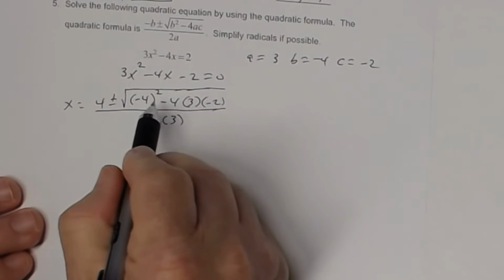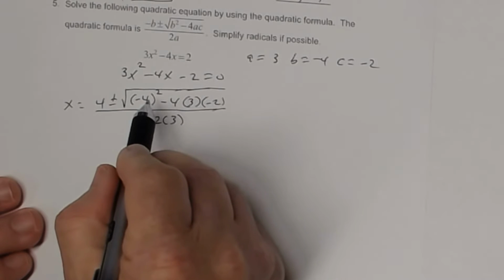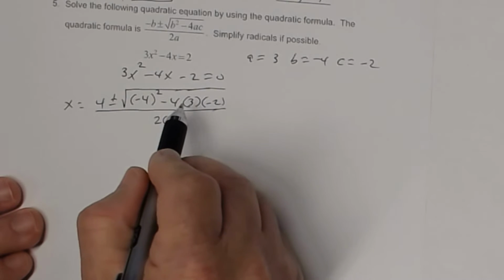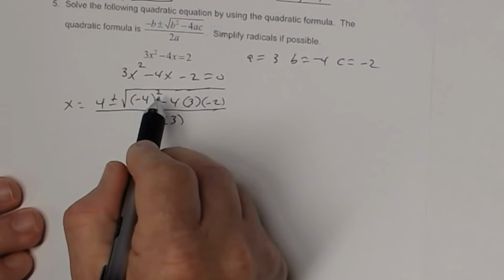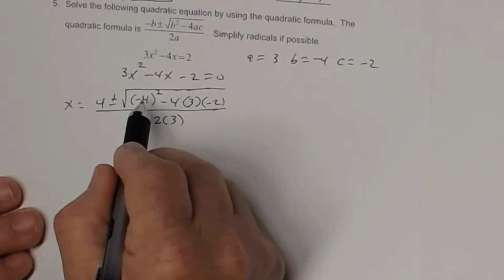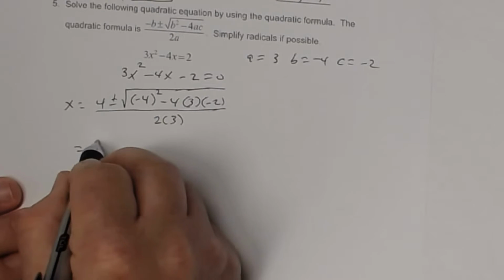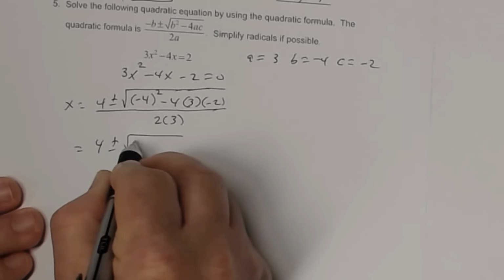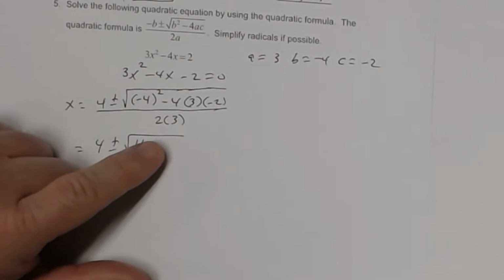Okay, so now we're going to focus on the radicand, or the discriminant here. If I look at -4 squared, -4 squared is 16. So I'm going to say 4 plus or minus the square root of 16. All right, now use your calculator if you have to.